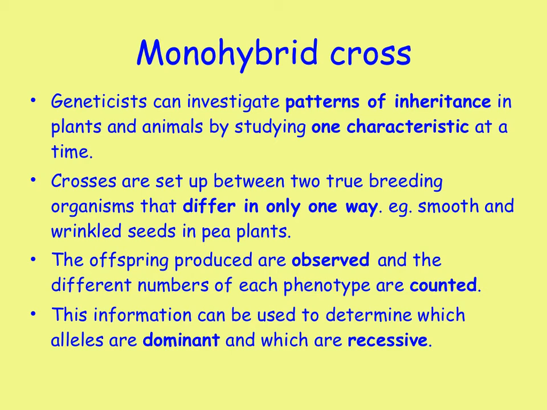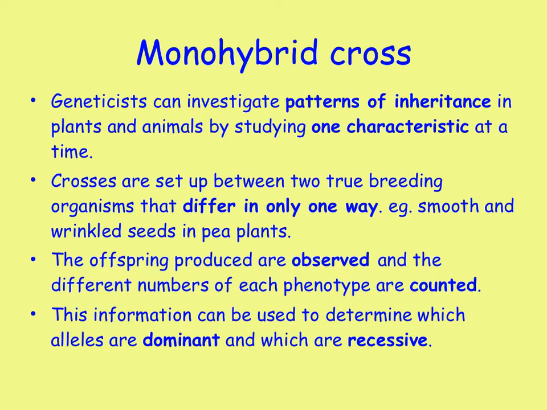Now you've had a look at some of the terminology around genetics, we're going to have a look at an actual genetic cross. We're going to look at something called a monohybrid cross, and we'll look at the definition of that in the next slide. So I've got here, geneticists can investigate patterns of inheritance in plants and animals by studying one characteristic at a time. And that's the basis of our monohybrid cross.